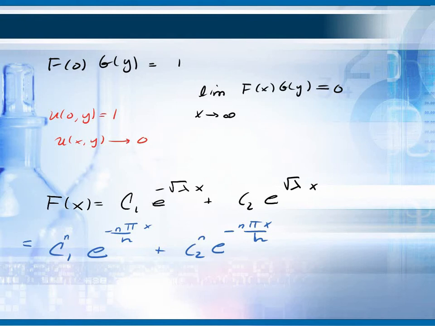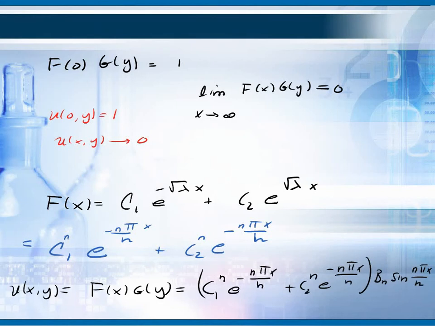So one thing I can do is I can replace square root of lambda with this expression. And since I use subscripts for my c's, I have to put the n's at the top. That's not an exponent. And I have a nice ugly form for my u of x, y in terms of a big mess.